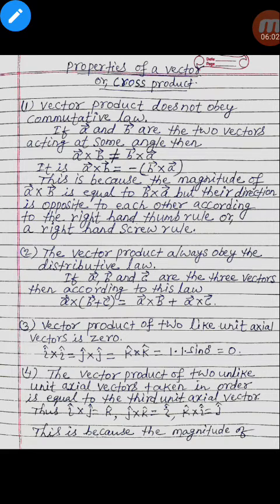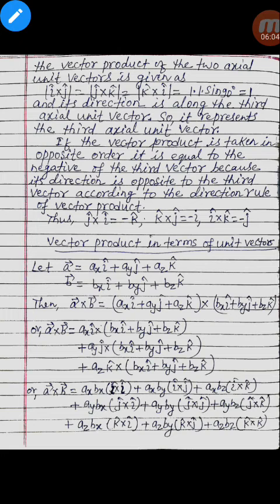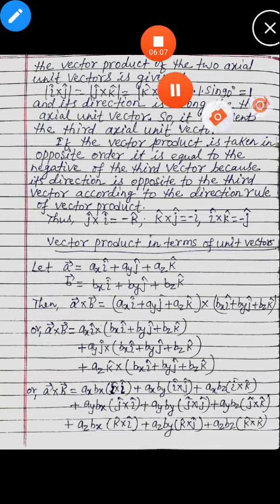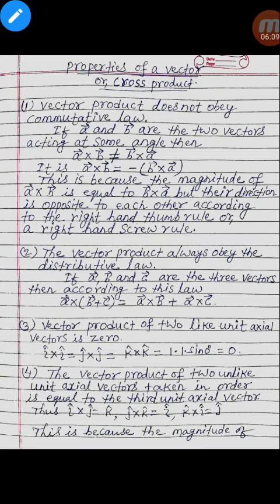Now properties of a vector or cross product. The first property is vector product does not obey commutative law.